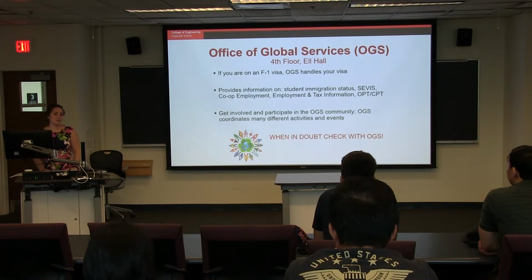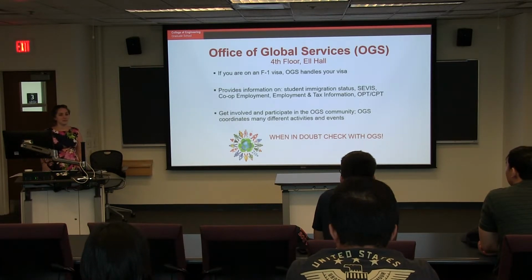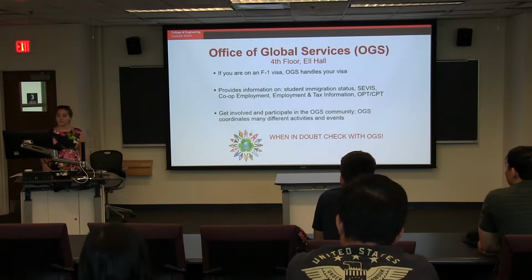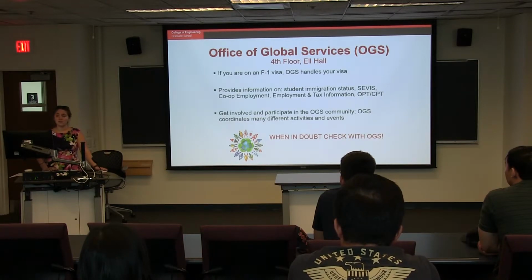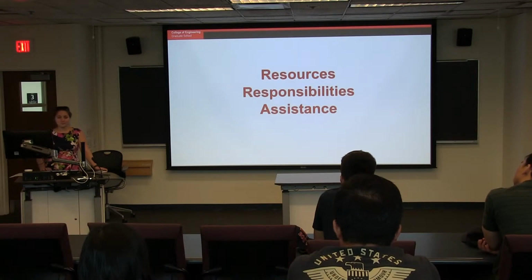So if you are an international student, you will be working with the Office of Global Services, or OGS, we would refer to it as. They deal with students on F1 and J1 visas. They provide information about your CPT or OPT opportunities, and they also plan events throughout the semester, so stay in touch with them and engage with them. They're a great office, and they are another great resource for you on campus while you're here.